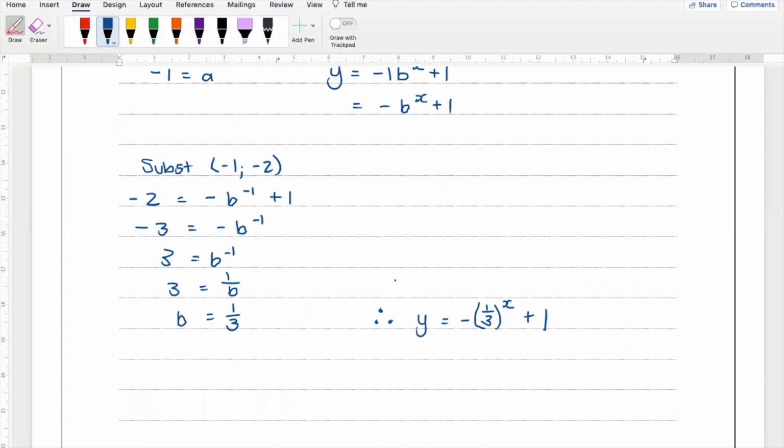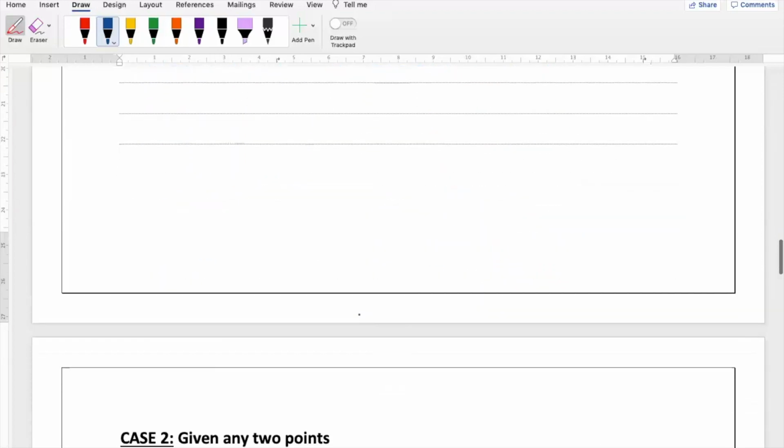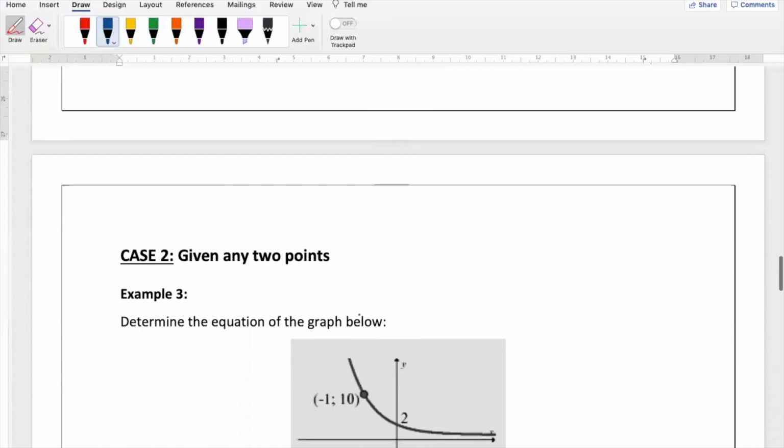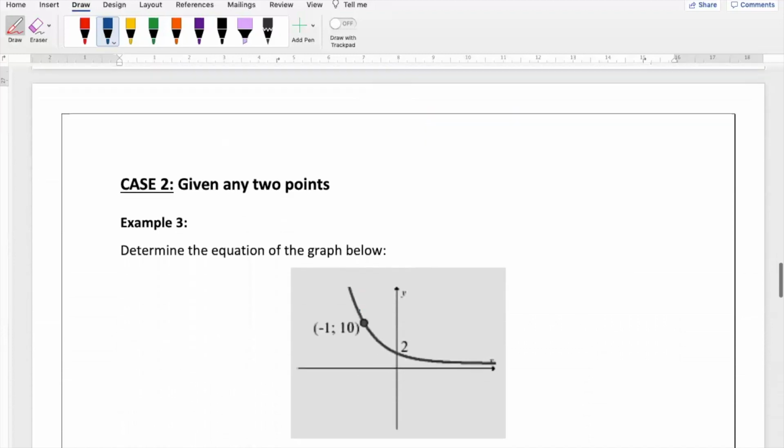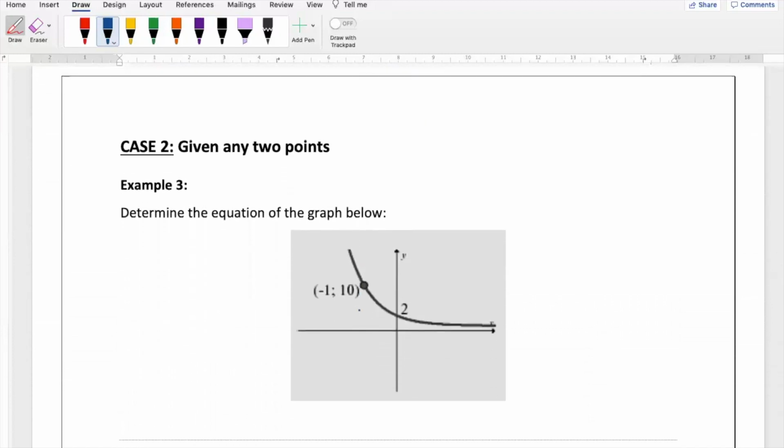So there you go. There is my final equation. And we don't forget to write the equation if that is what the question asked us for. So that's case 1. That's where they give us a horizontal asymptote and at least one more point, but depending on the number of unknowns, it could be more than 1 point. Now let's move on to case 2.